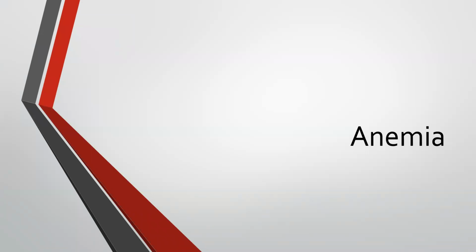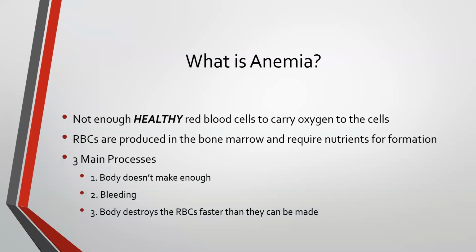All right, so anemia is where we are going to get started here. So what is anemia? The definition of anemia by itself is there are not enough healthy red blood cells to carry oxygen to the cells. So this actually goes very well with perfusion, although a lot of colleges put it in the cellular part because we are going to talk about specific cells as it relates to anemia.